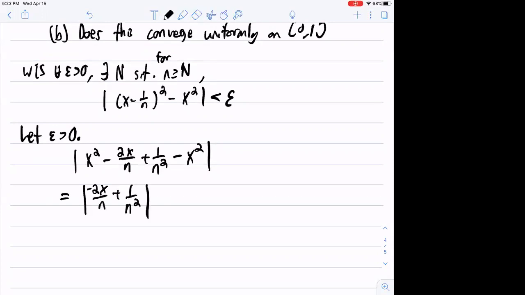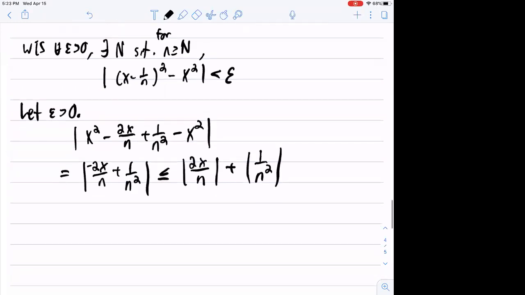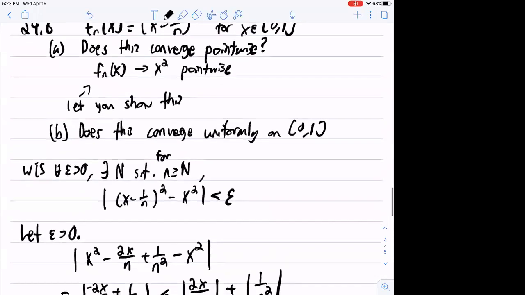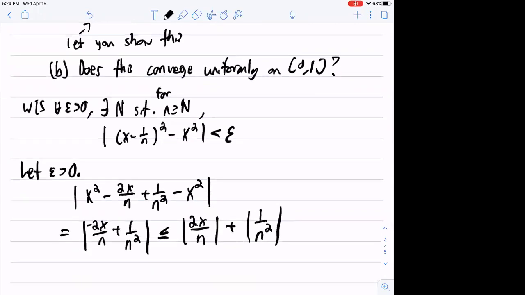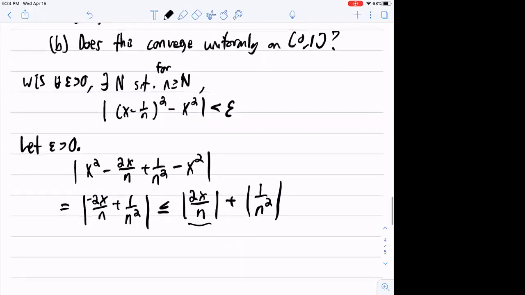Okay, so from here, we could use the triangle inequality, right? In which case, now I can get rid of the negative sign because absolute value gets rid of negative signs. So what can I bound this by? Always pay attention to where your x is, and see if you can bound it. In this case, it asks, does it converge uniformly on [0, 1]? So here you see the biggest this term can be is when x is 1, right? So this is bounded by 2 over n plus 1 over n squared.